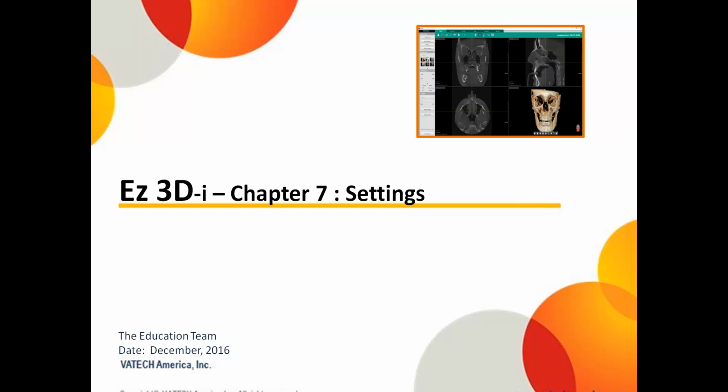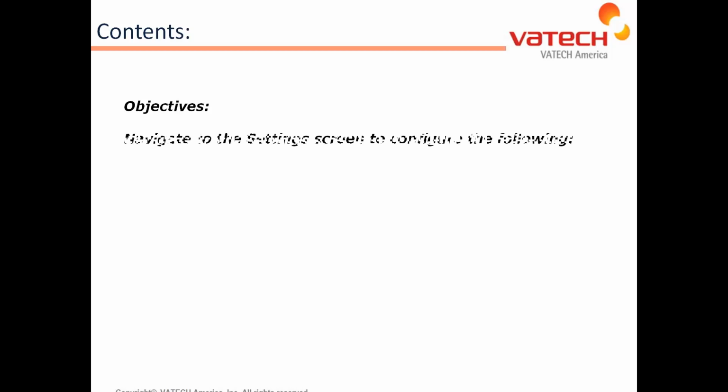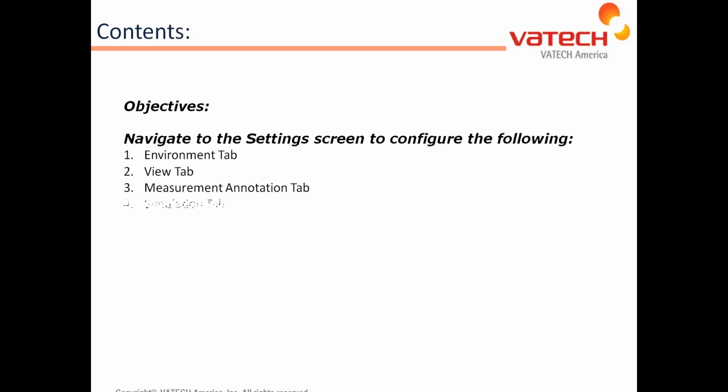Easy 3DI, Chapter 7, Settings. The objectives of this session will be to navigate the settings screen to configure the following: Environment tab, View tab, Measurement Annotation tab, Simulation tab, Console tab, Report tab, and DICOM tab.